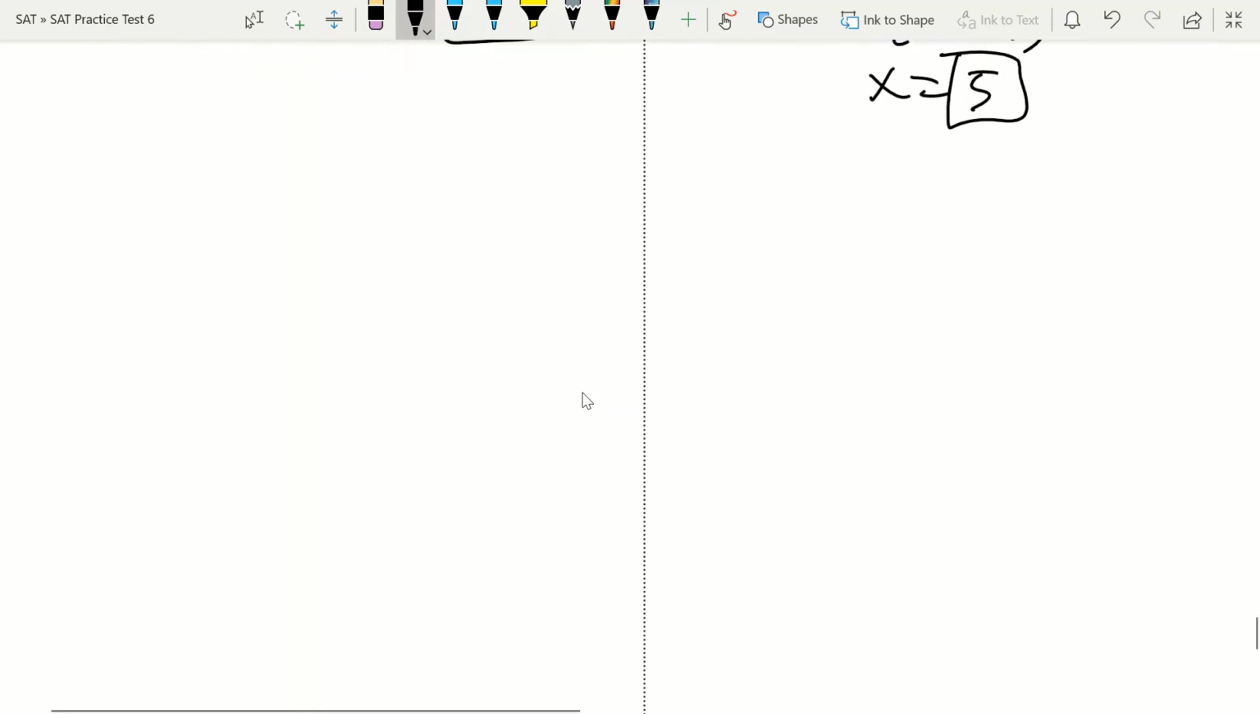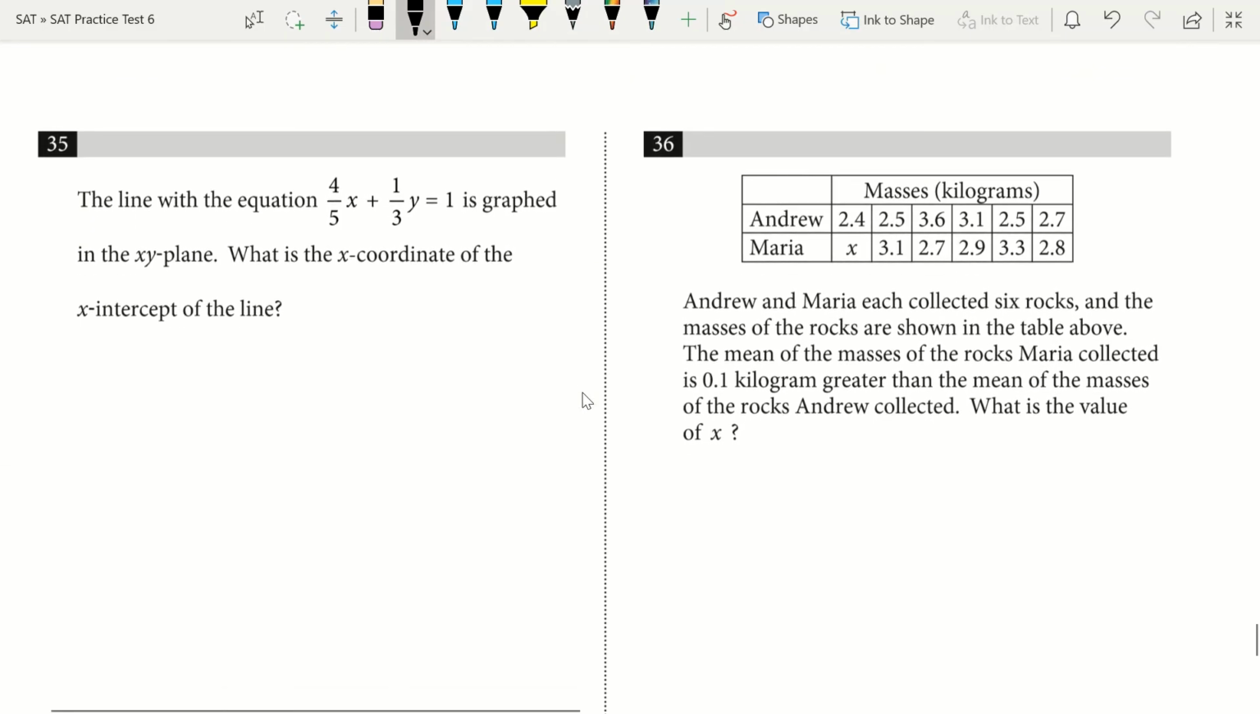All right, now I move on to question 35. The line with the equation 4/5 x plus 1/3 y equals 1 is graphed in the xy plane. What is the x-coordinate of the x-intercept of the line? All right, the x-intercept is where y equals 0, so I can plug in a 0 for that. I have to multiply by the reciprocal to get 1, so I know my x has to equal 5/4.